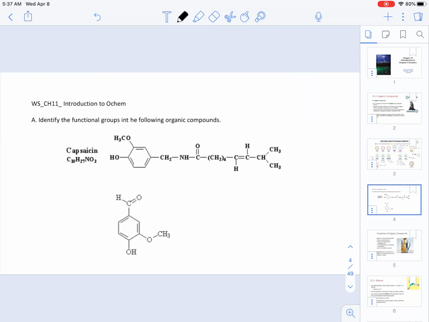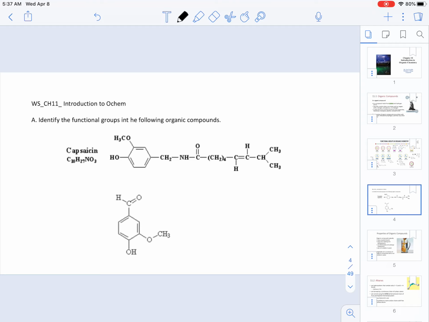So if we go to part A on our chapter 11 worksheet, you can see that there's two molecules. On the top, we have capsaicin, and capsaicin is going to be a compound that is present in spicy chili peppers. And depending on the amount of capsaicin, that's how much spiciness our body can detect. And in the bottom molecule, that is vanillin, which is what gives the flavor of vanilla.